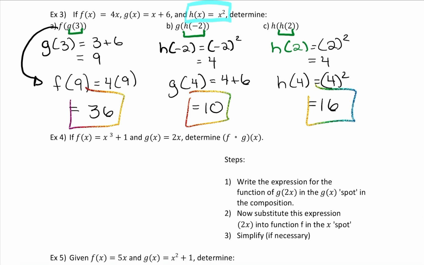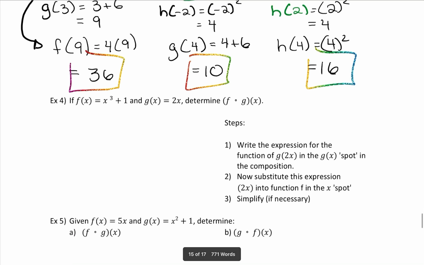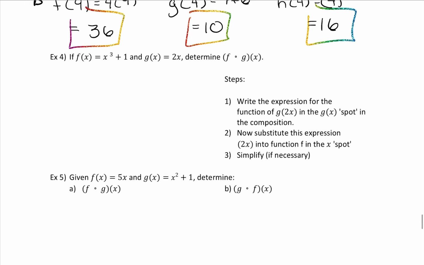All right, so we've now evaluated using compositions. What we're going to do now is find the new functions. So let's take a quick peek at example 4. If f of x equals x cubed plus 1 and g of x equals 2x, determine f of g of x.